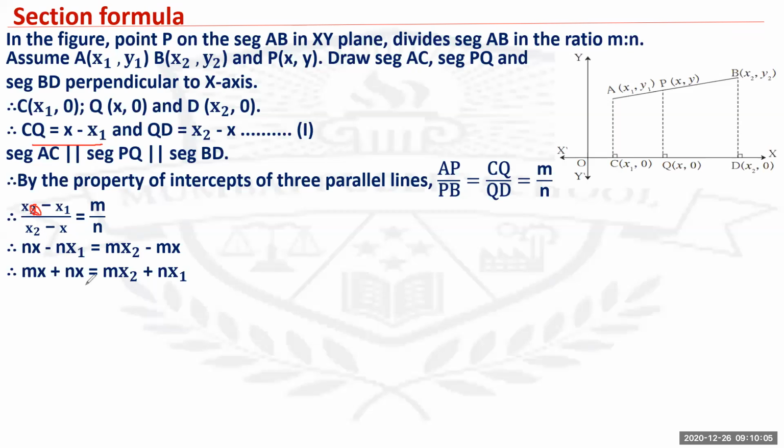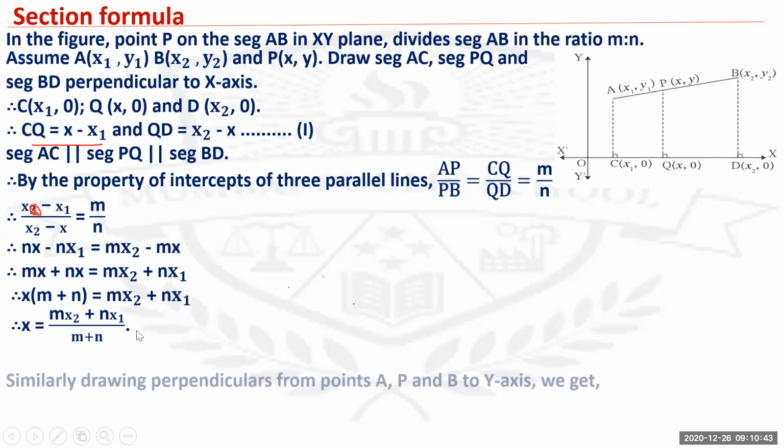So therefore mx plus nx equals mx2 plus nx1. So therefore you'll take x common. So you'll get x into m plus n equals mx2 plus nx1. So x equals mx2 plus nx1 upon m plus n. This is how you'll get the x coordinate.